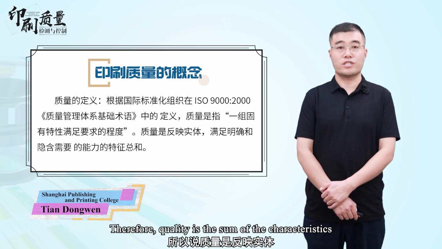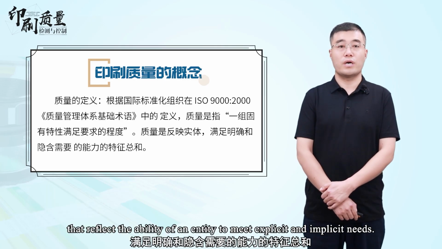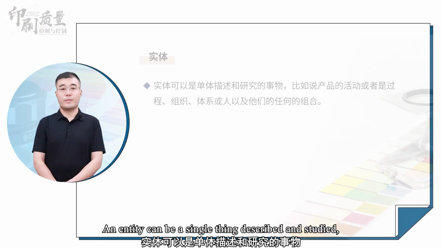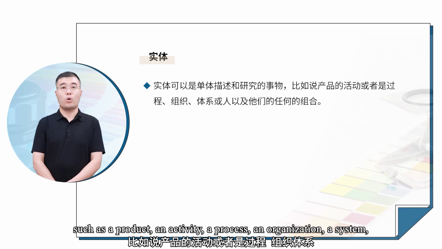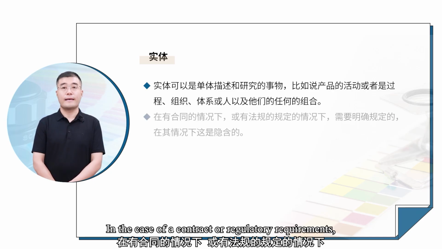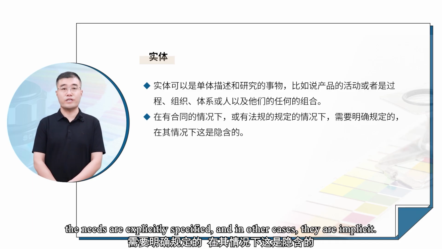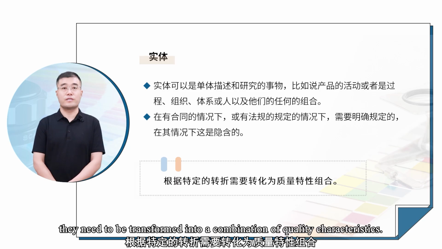Therefore, quality is the sum of the characteristics that reflect the ability of an entity to meet explicit and implicit needs. An entity can be a single thing described and studied, such as a product, an activity, a process, an organization, a system, a person, or any combination of them. In the case of a contract or regulatory requirements, the needs are explicitly specified, and in other cases, they are implicit. Therefore, according to specific needs, they need to be transformed into a combination of quality characteristics.